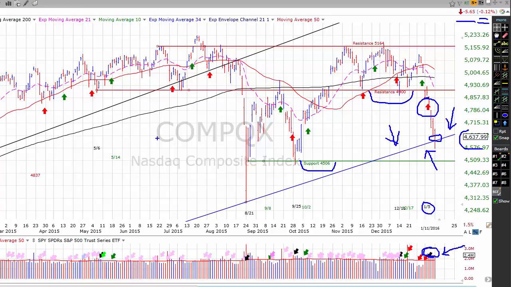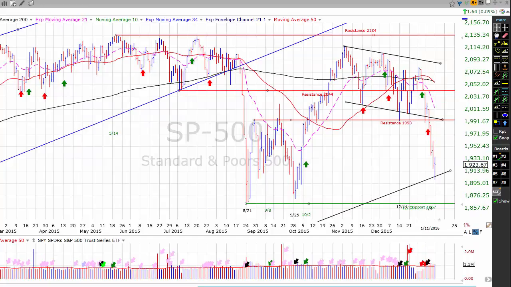Let's take a look at the S&P 500. S&P yesterday was up 1.64 points, or 0.09%. We closed at 1923. Trading volume was about even with the prior day.